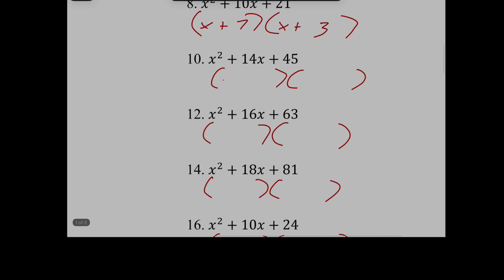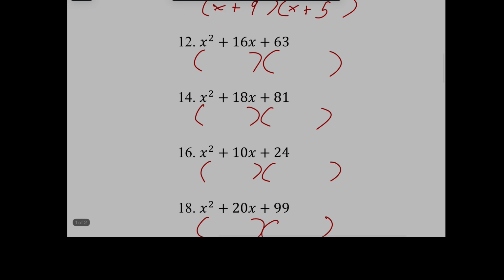Okay, this one right here, third term is positive. Signs are the same. Take the sign of the middle. What multiplies to 45 and adds to 14? That's going to be a 9 and a 5. Okay, over here, we're going to go third term positive. Signs are the same. Take the sign of the middle. And what's going to multiply to 63 and add to 16? That's going to be a 9 and a 7.